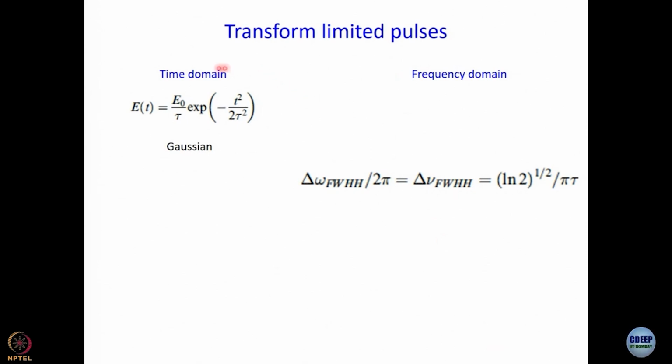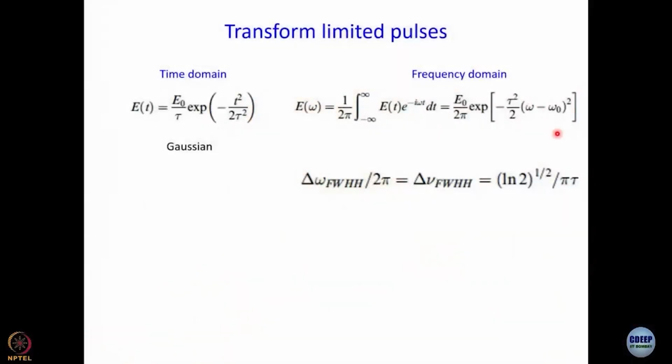Let us start talking about a Gaussian pulse in time domain. Okay, this is a Gaussian function. If I want to know its spectrum, if I want to know what that pulse looks like in frequency domain, what do we do? We do Fourier transformation. And when you do Fourier transformation, what kind of function do you get? Another Gaussian.